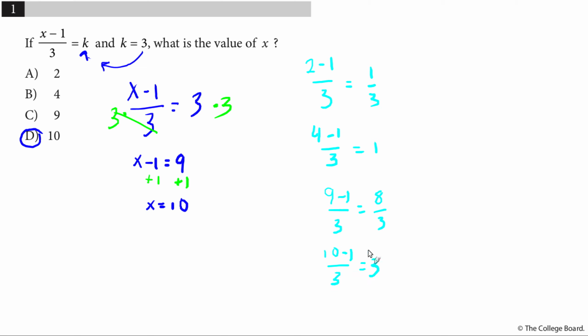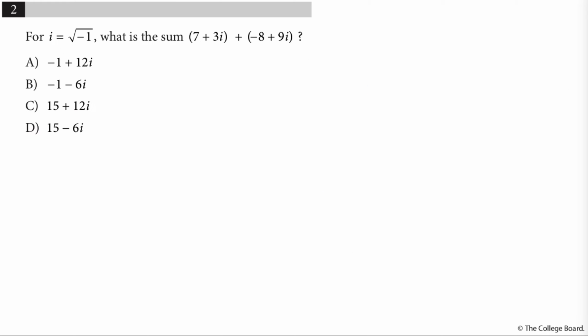So if you can't think of how to solve it one way, you could always, in some cases, just check all of the answers and see which one is correct. On to question 2, give it a shot.